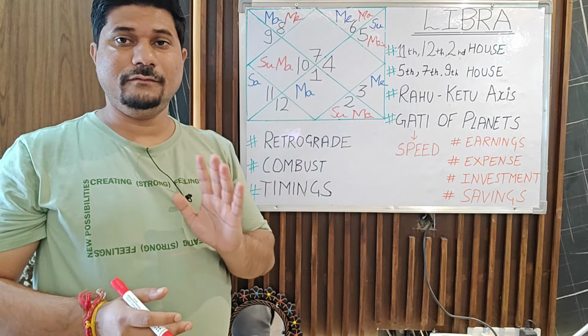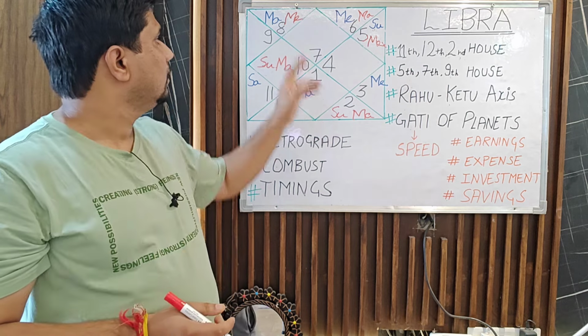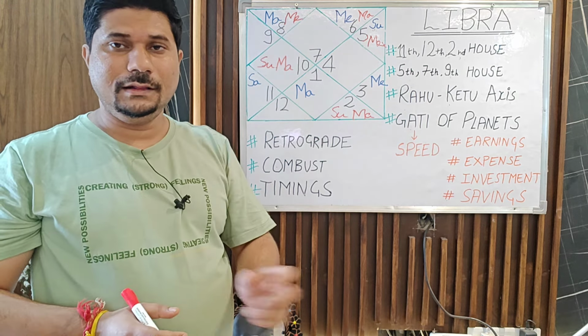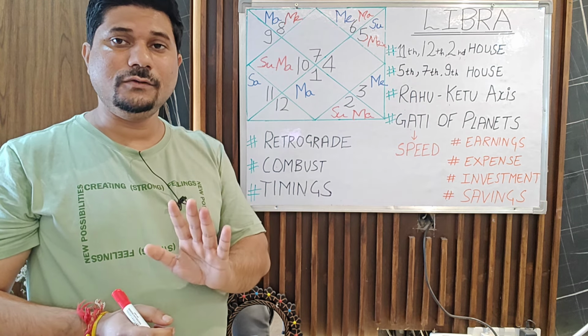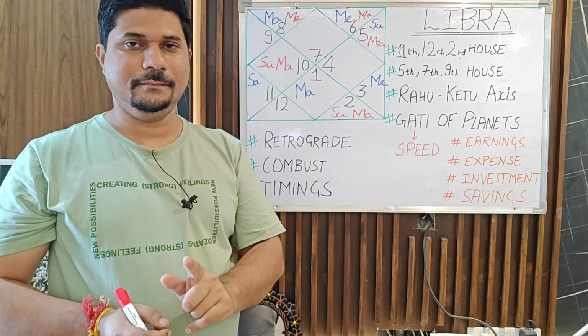So you need to understand one very important thing here. If in your horoscope planets Mars and Mercury are forming a connection anywhere in the chart, this is the investment yoga. So you need to focus more energy towards investing money rather than saving money.